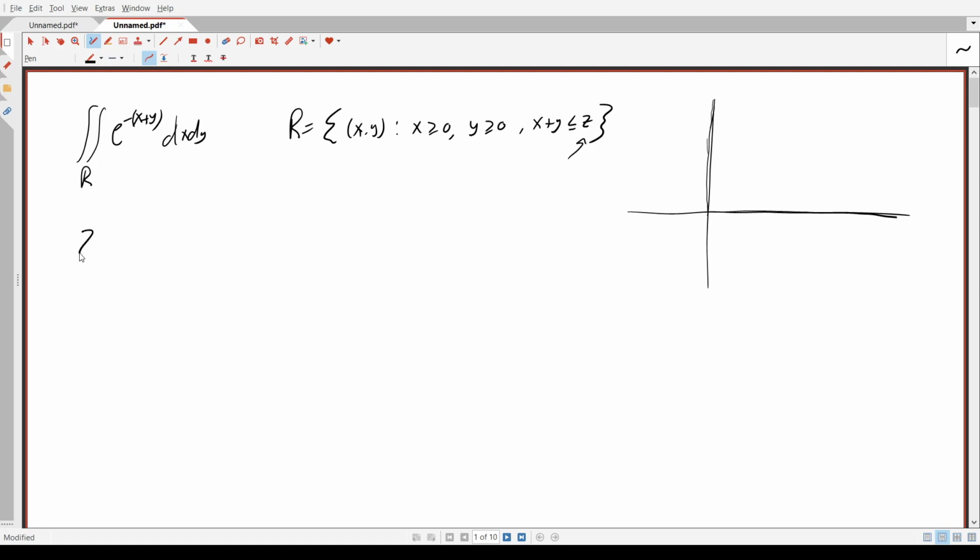Basically, I'm going to assume that z equals f of x, y, meaning that z equals e to the minus x plus y. So this condition right here turns into the condition that x plus y is less than or equal to e to the minus x plus y.